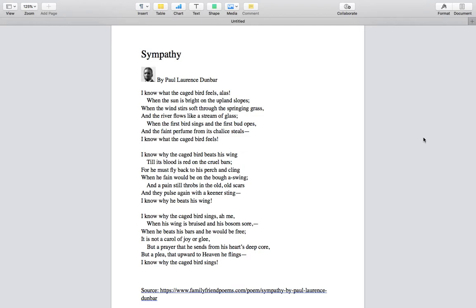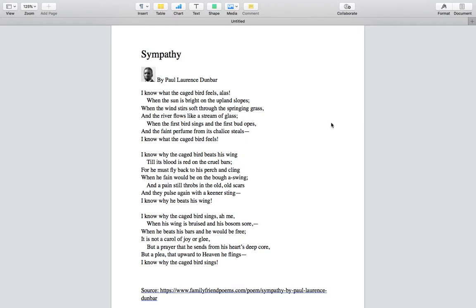I know why the caged bird sings, ah me, when his wing is bruised and his bosom sore, when he beats his bars and he would be free. It is not a carol of joy or glee, but a prayer that he sends from his heart's deep core, but a plea that upward to heaven he flings. I know why the caged bird sings.